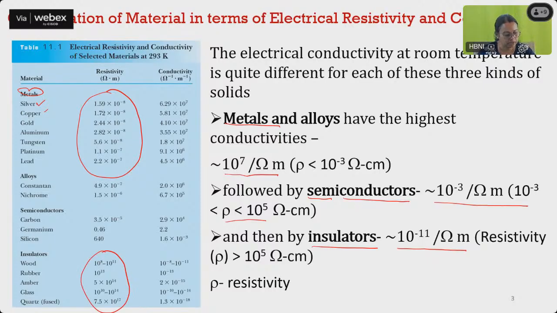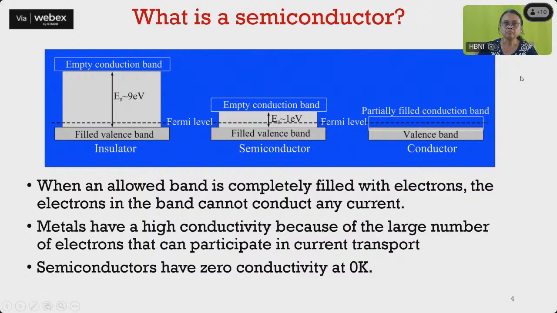Here the resistivity is very high. For wood, it is in the range of 10 to the power 8 to 10 to the power 11, whereas rubber is 10 to the power 13, glass is around 10 to the power 14, and quartz, which is fused silica, is around 10 to the power 7. So this is just how the resistivity is changing, but our material of interest is the semiconductors, which we will be studying today.